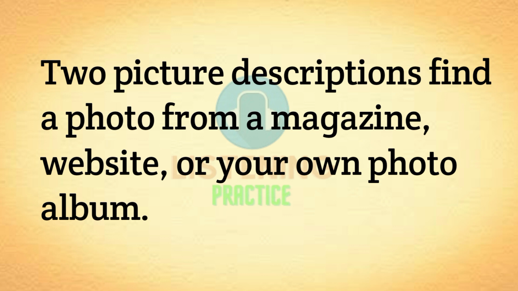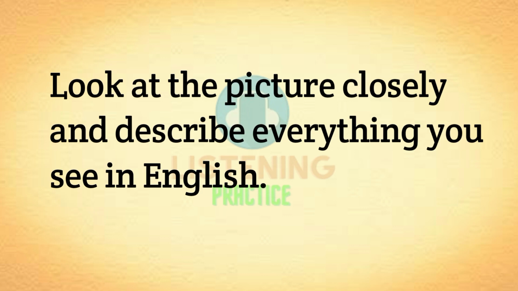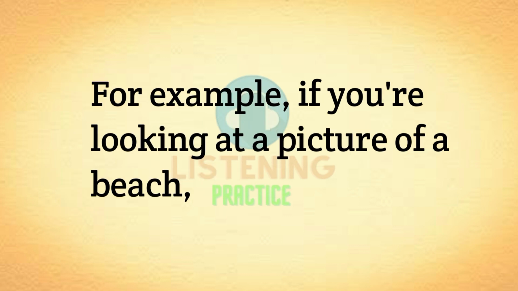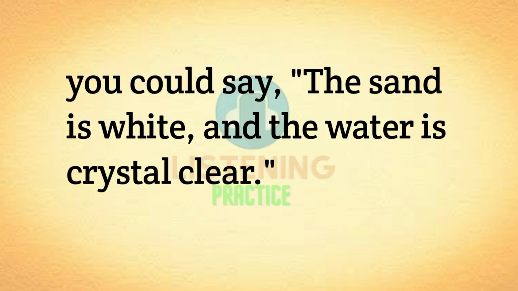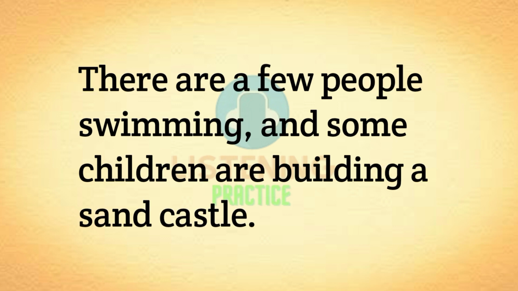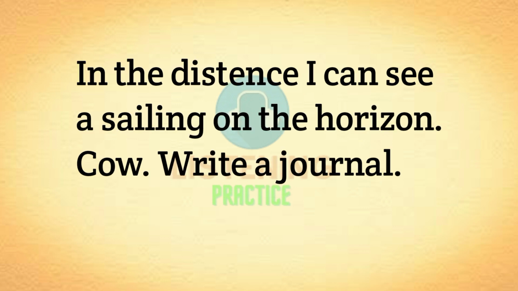2. Picture descriptions. Find a photo from a magazine, website, or your own photo album. Look at the picture closely and describe everything you see in English. For example, if you're looking at a picture of a beach, you could say, "The sand is white, and the water is crystal clear. There are a few people swimming, and some children are building a sand castle. In the distance I can see a ship sailing on the horizon."